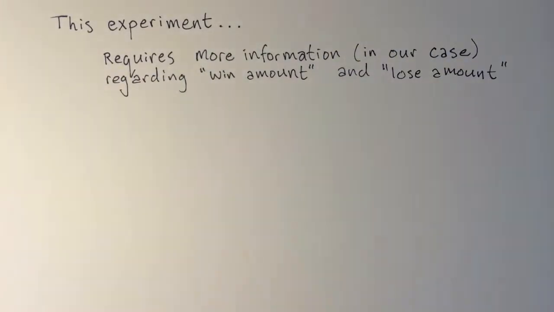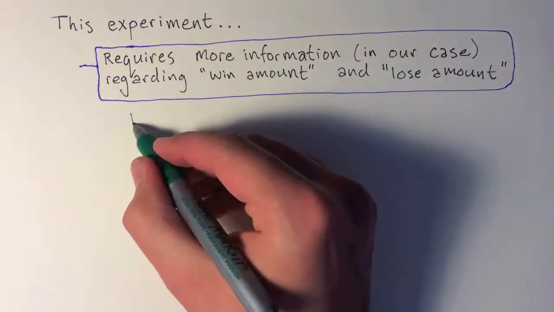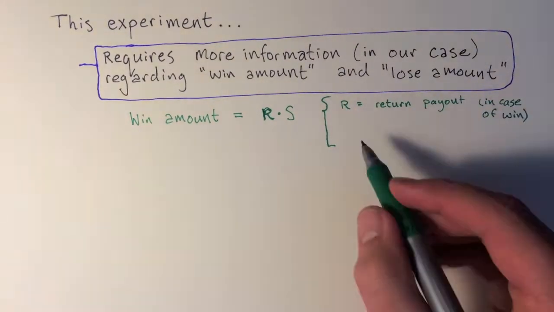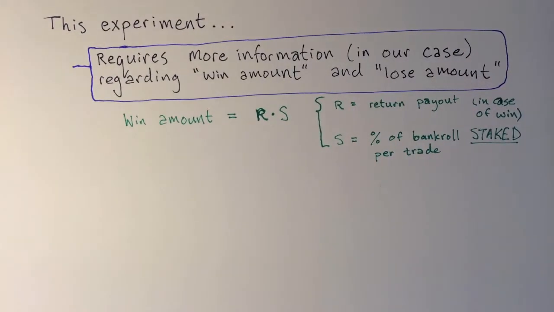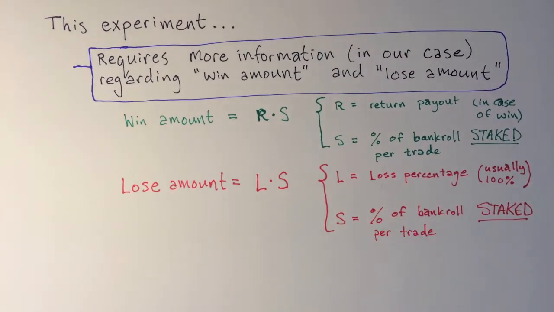But before we get into that, let's be a little more specific about how we calculate the win amount and lose amounts of this formula to make it more catered to our application of it. Our win amount will be a percentage of our bankroll at the time of the trade that we will calculate by multiplying the return payout percentage offered by the broker or a contract on Nadex, which we're going to call R, the return payout, multiplied by the percentage of your bankroll that you're staking on the trade, or S. Similarly, the percentage that you stand to lose is calculated by multiplying the loss percentage inflicted by your broker, L, times the percentage of your bankroll that you are staking per trade, S, same S.